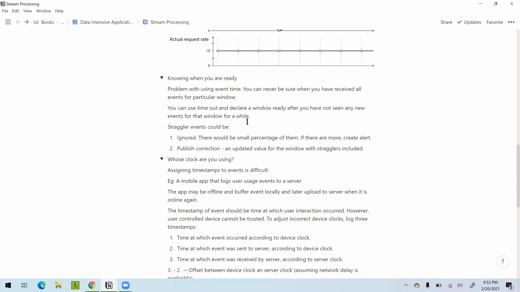Yeah, we can use a logical timestamp or logical clock. I think it's one option to discuss. Yeah, we can have some logical clock, like, I don't know, a vector clock or something like this.